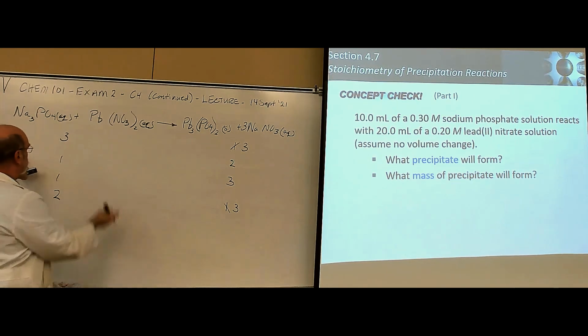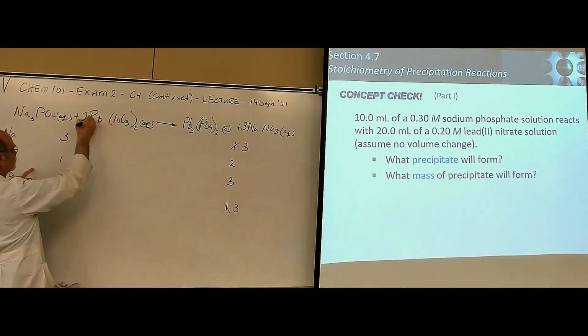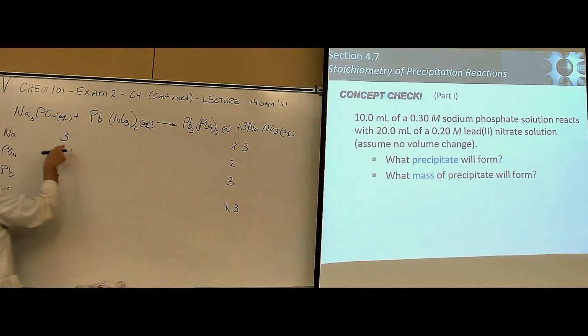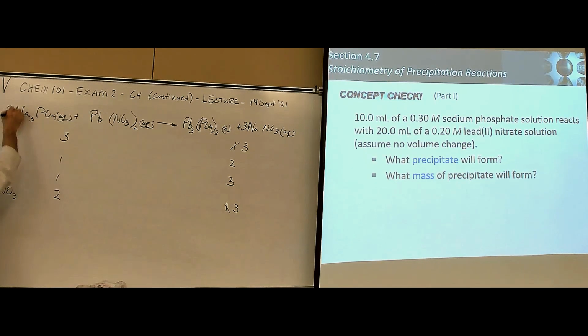Phosphates, we need 2 phosphates over here. Oops, wrong place. I just saw the P and automatically decided 2 phosphates over here. That gives us 6 sodiums. What's next? Lead. We need 3 leads over here. We got 3 over there. We need 3 here. That changes this nitrate to 6.